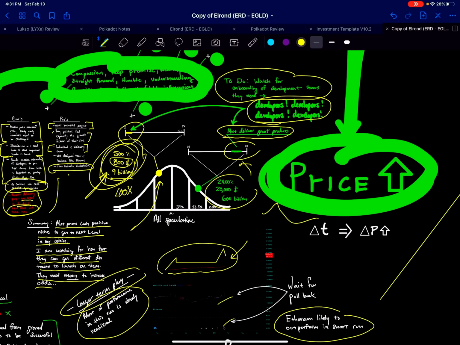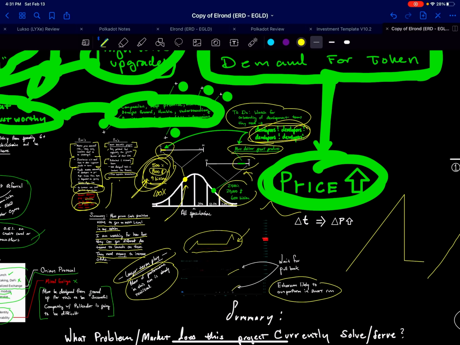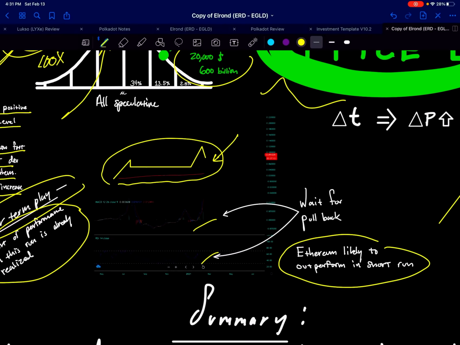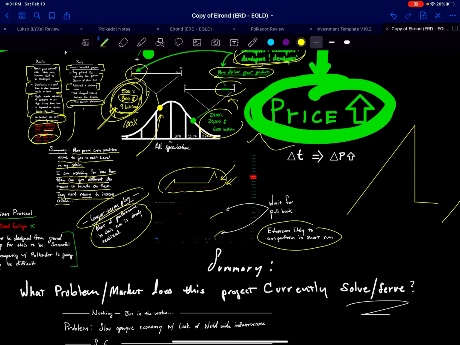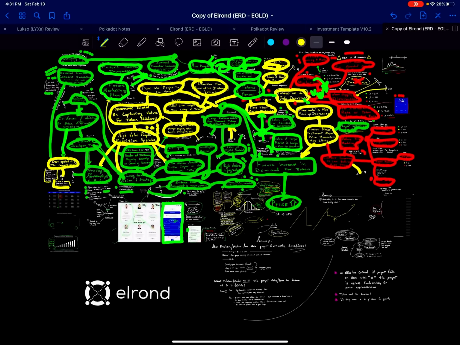But I will be watching it. I will be watching it for its developers. This is a project I'm going to watch for the long term. And if it does have a significant pullback against the alts, like if the alts perform against it, other projects, I might actually just diversify into it. But we'll see how that goes.